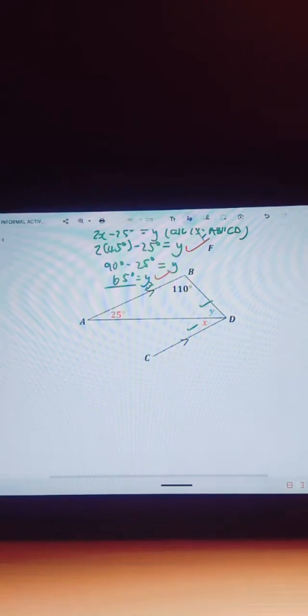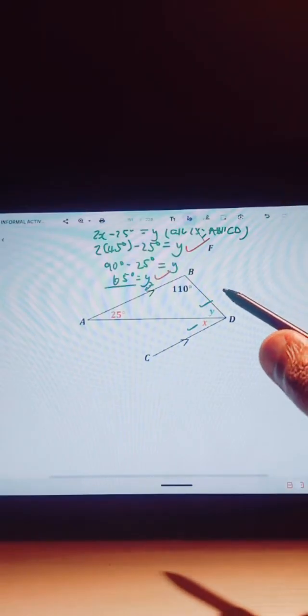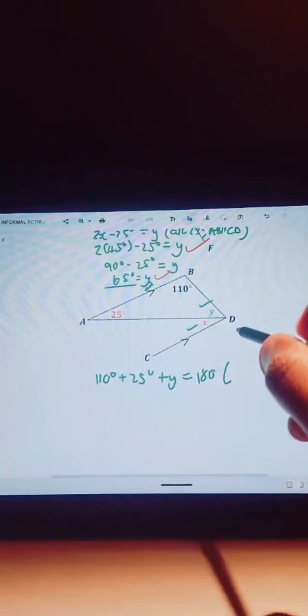Okay, I understand that, but let's try and utilize what we are learning so far. But that's fine. If you're saying y, to get y, that's how you would go about it. That's also 100% fine. We can do that. So 110 plus 25 plus y is equal to 180 degrees.